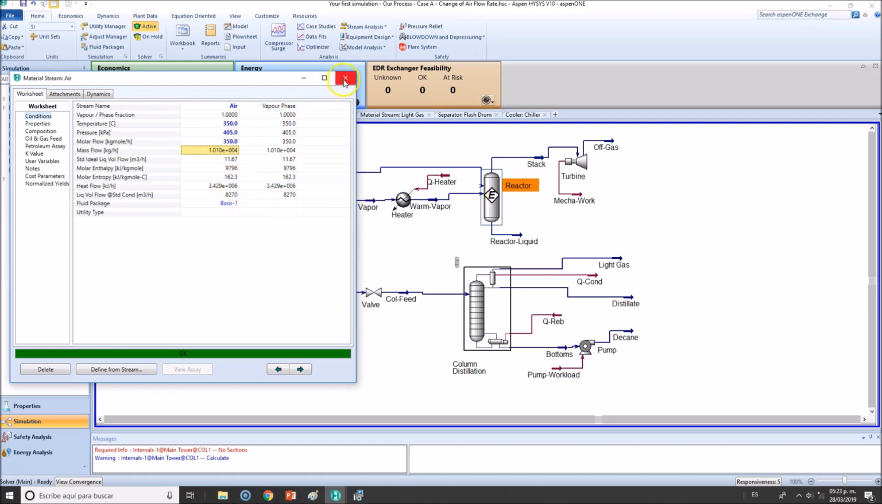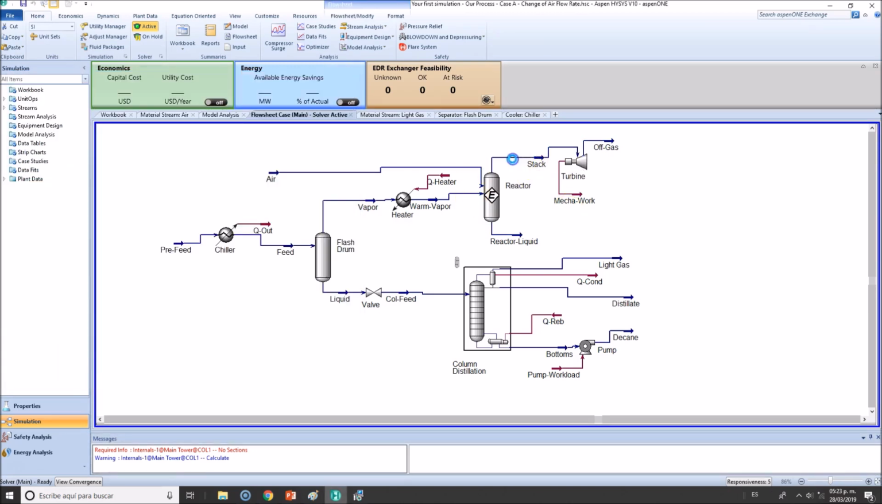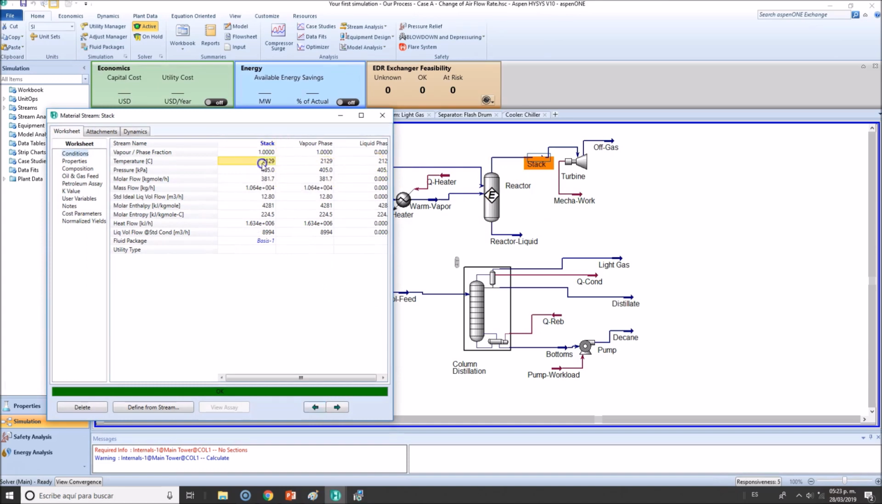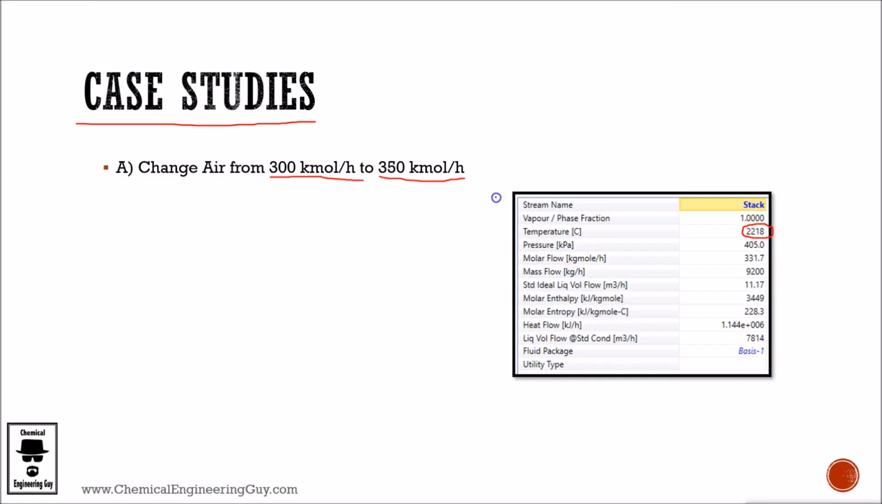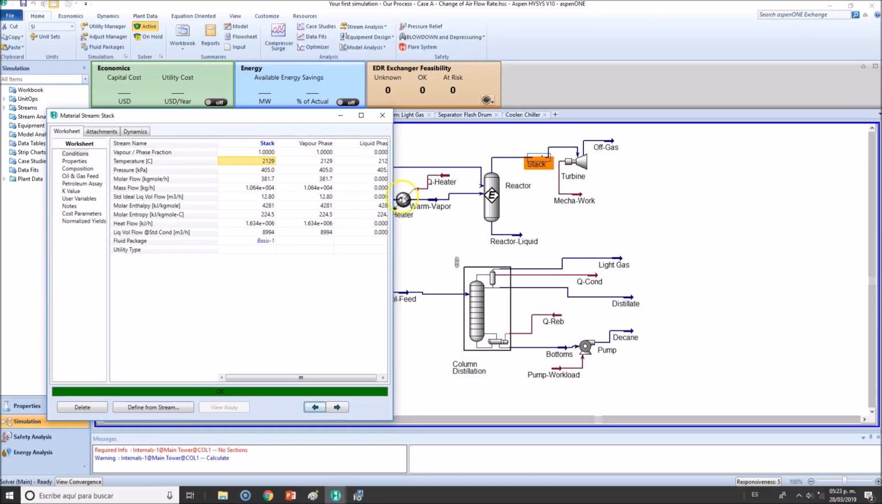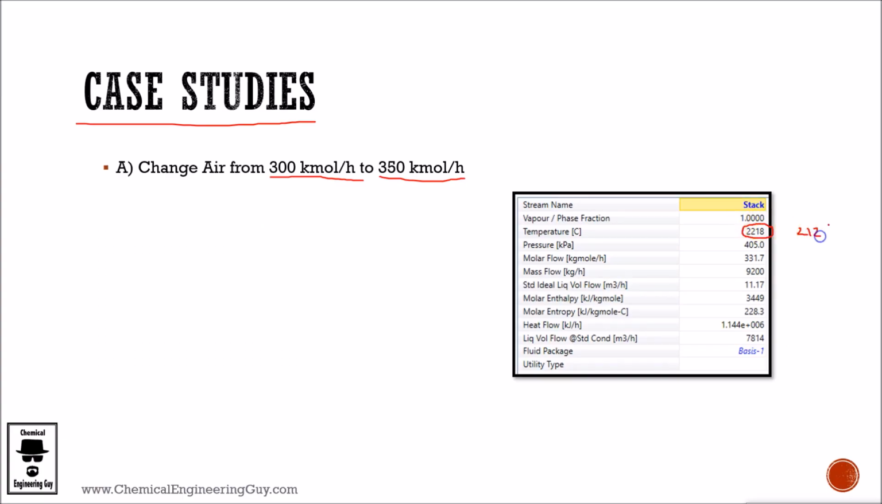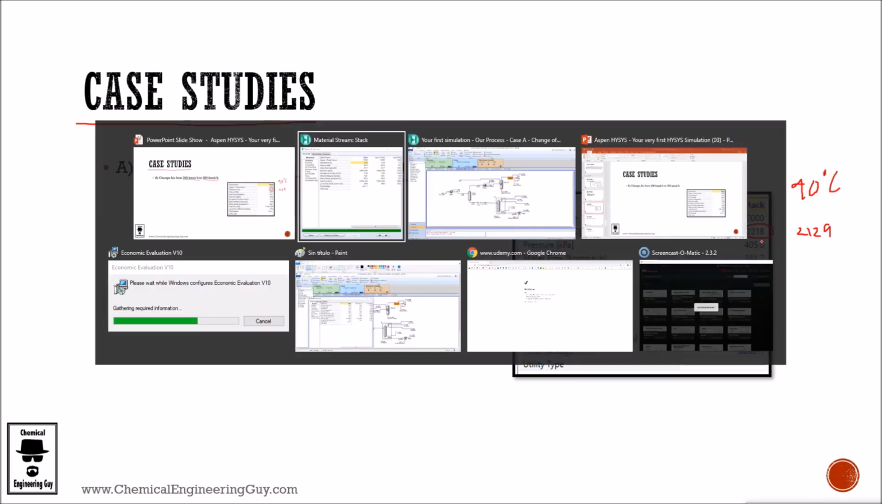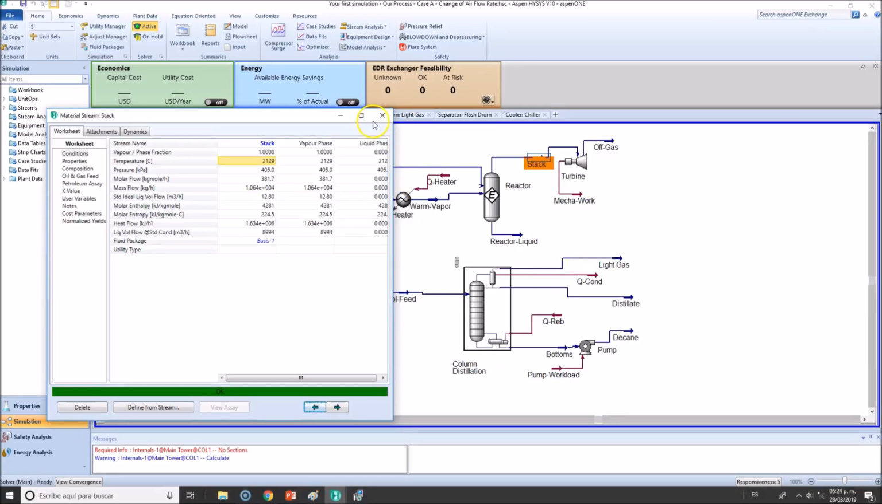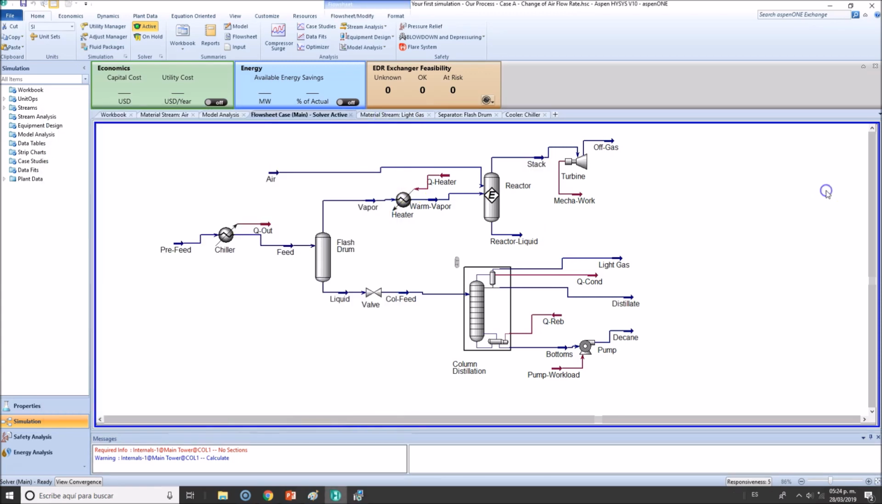I need to run the simulation, and now let's verify the temperature of the stack. 2129. So this is a decrease. 2218. Now we have 2129. So almost about 90 Celsius because we increased the flow rate. So that's kind of interesting how the flow rate was changing.